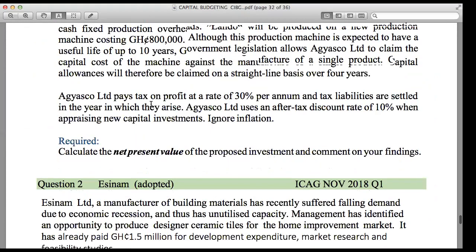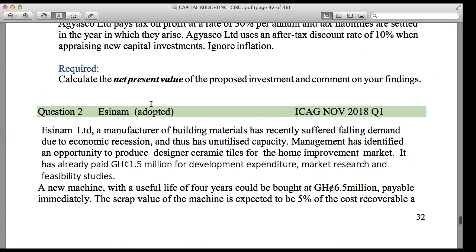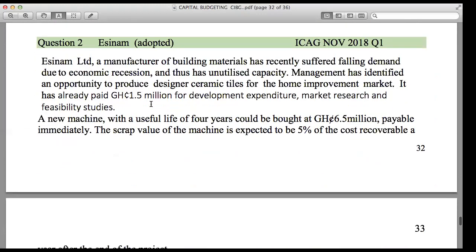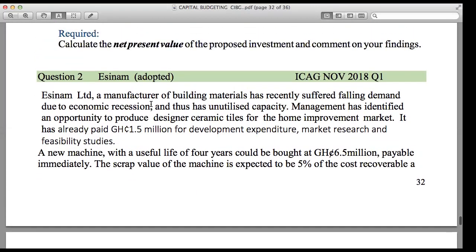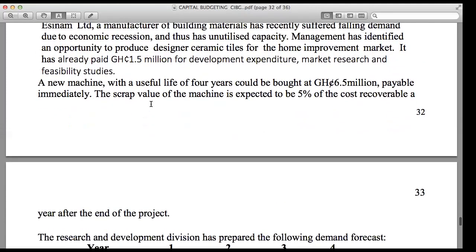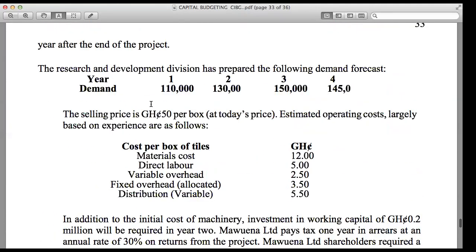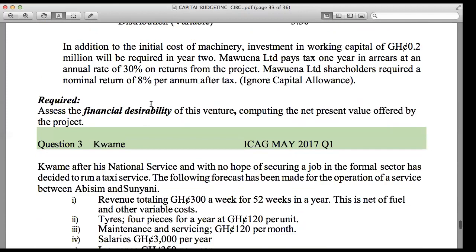Then we go to SNAM. This one was adopted. I've modified it. This is an ICAN question which has been modified. SNAM. Over there, it was Mauna. Yes, it was Mauna. But here it's SNAM. So go through all of them, and then you are fine.